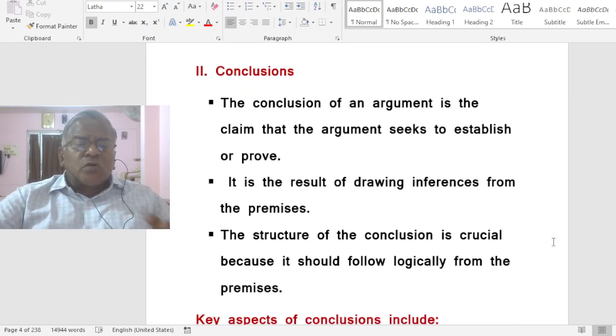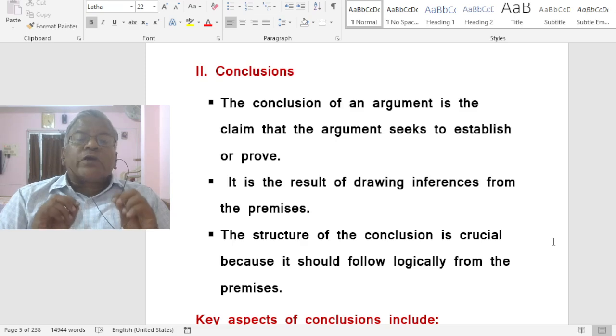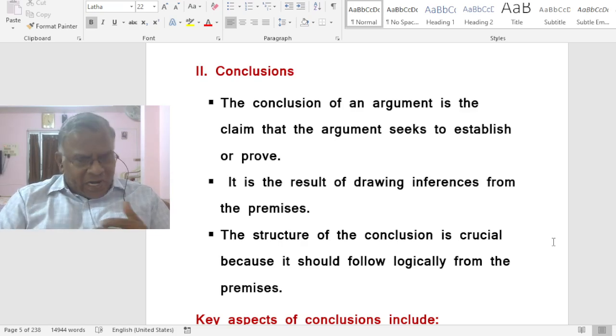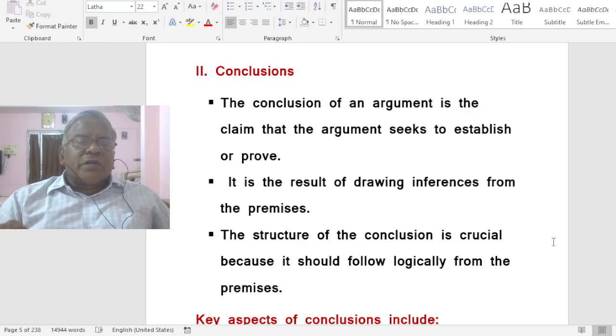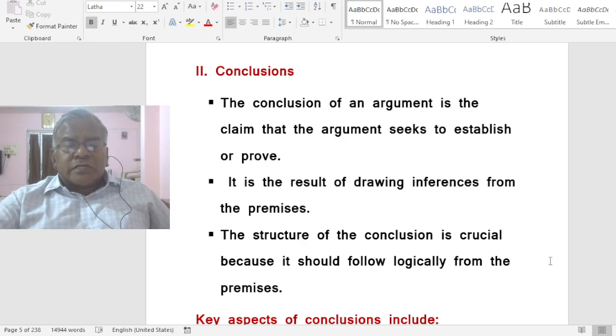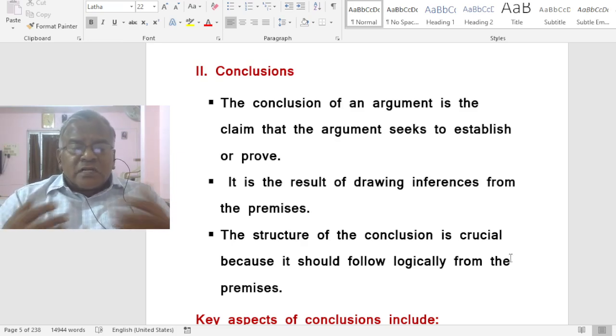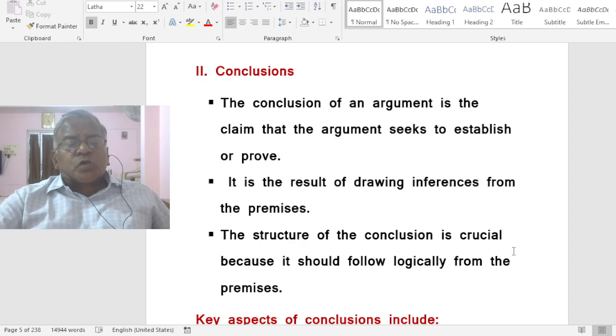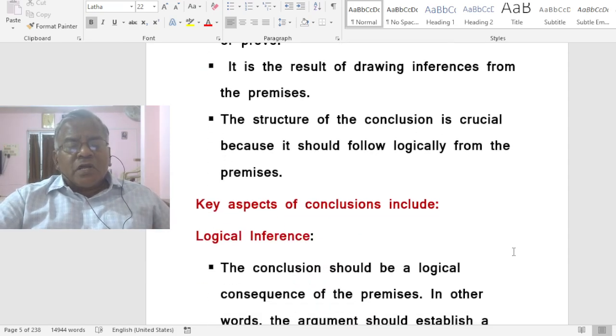Then conclusions. The conclusion of an argument is the claim that the argument seeks to establish or prove. Of course, these are all concepts, but later on slowly we are coming to the examples also. Don't worry about it. Whatever you understand, please understand. Just after a few minutes you will be getting all sorts of examples. Anyhow, we will give the theory at the moment. The conclusion of an argument is the claim that the argument seeks to establish or to prove. It is the result of drawing inferences from the premises. The structure of the conclusion is crucial because it should follow logically from the premises.